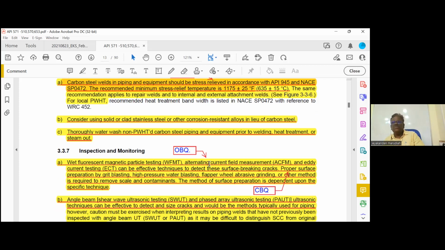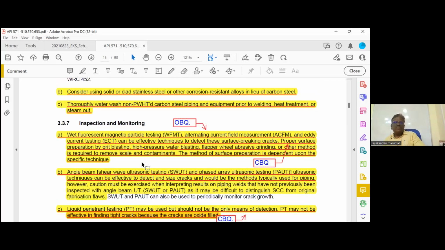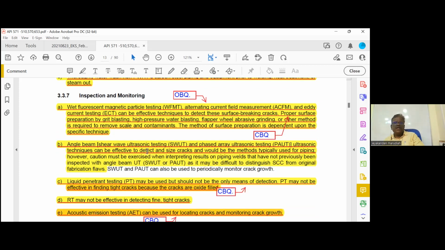That is important. Open book question. Then proper surface preparation by grit blasting, high pressure water blasting, flapper wheel abrasive grinding or other methods is required to remove the scale and the contaminants. Then highlight the B. The angle beam, shear wave UT or phased array ultrasonic can be effective to detect and size cracks and would be methods typically for piping.